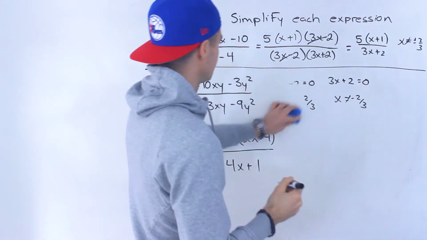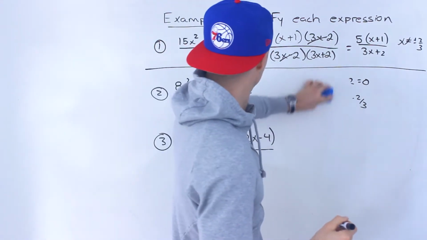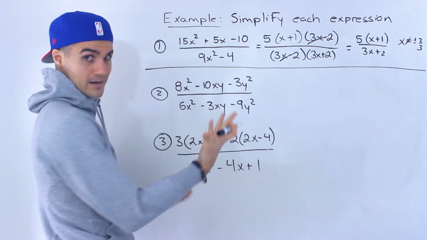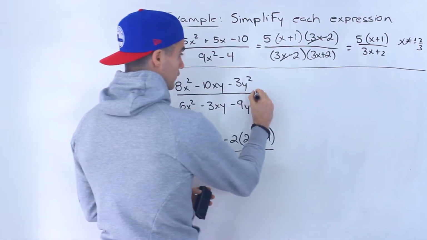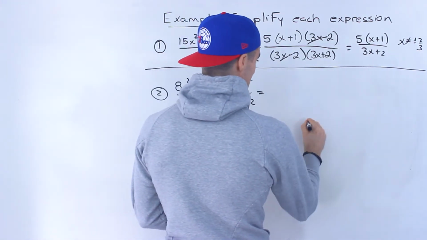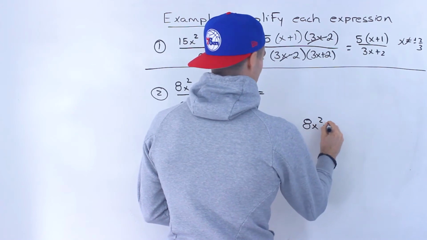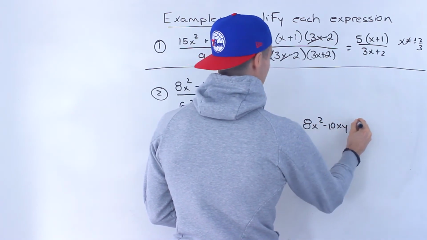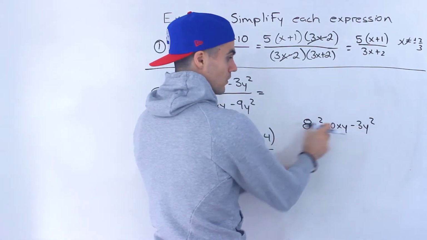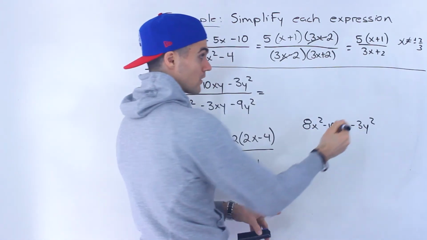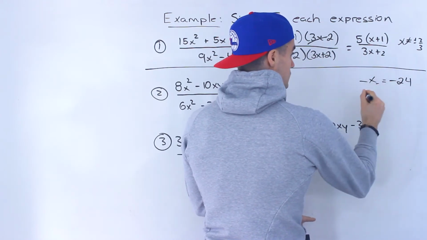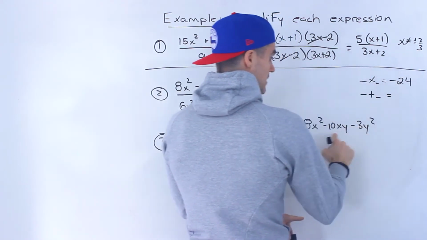Now number 2, same sort of deal. What we're going to do is factor the numerator and denominator first. So let's do this on this side here. 8x squared minus 10xy minus 3y squared. So basically, what two numbers multiply to negative 24? 8 times negative 3 is negative 24. So what two numbers multiply to negative 24, and add up to the b value, which is negative 10?